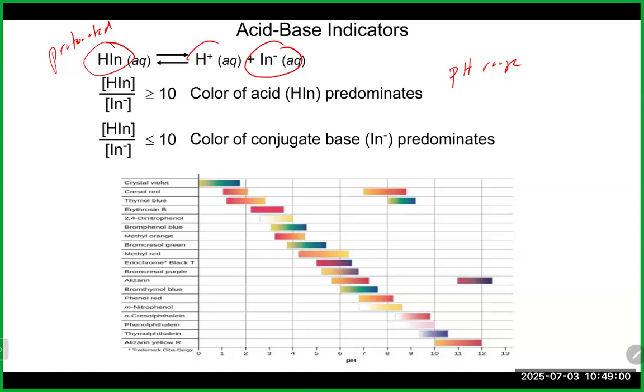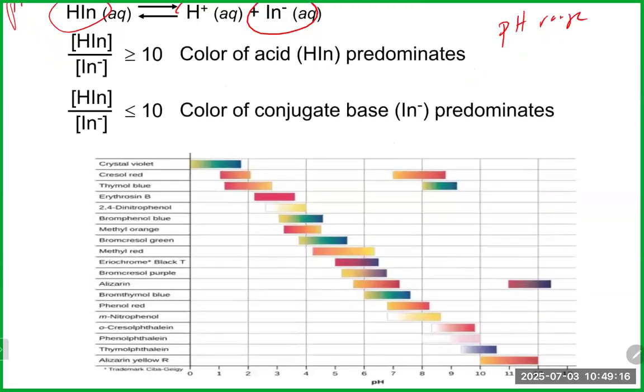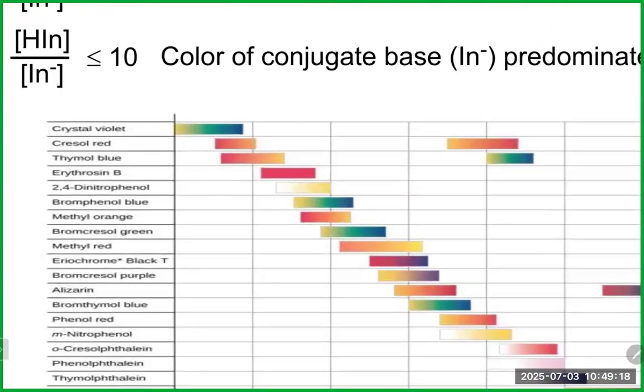Really the ratio of the protonated part of the indicator to the deprotonated part of the indicator will tell you the color that you will see. If that ratio is greater than 10, you'll see the acidic color. If it's less than 10, you'll see more of the basic color. Here's a big list of different indicators. Obviously, you don't have to memorize the list of indicators or the pH range they work over.